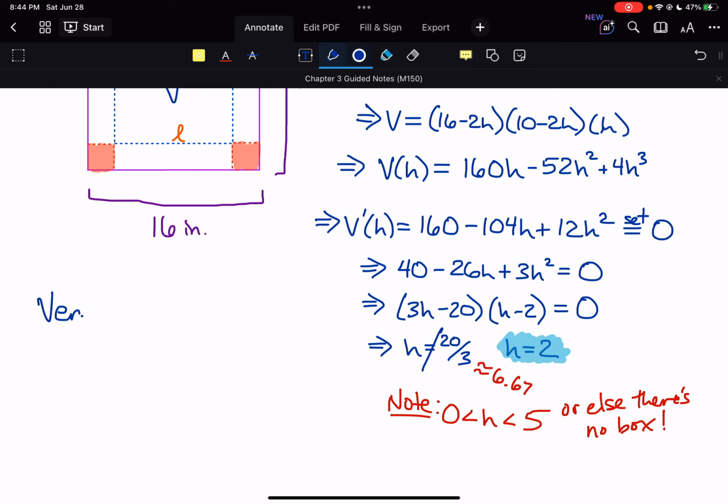So if we go to verify, we can set up our number line at 2, pick values less, so we'll be between 0 and 5 here. So if I pick like 1, then that's going to be 40 minus 26 minus 3, that's a positive. If I pick something like 3, it ends up flipping it to negative. So it is a maximum. Okay, it does give us a maximum volume. And the h value is 2.